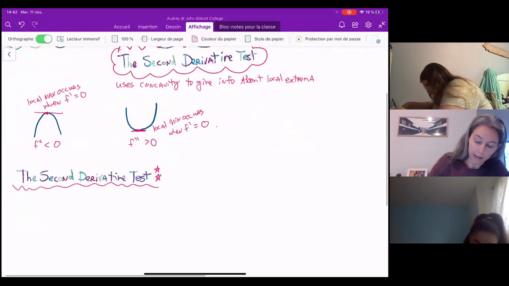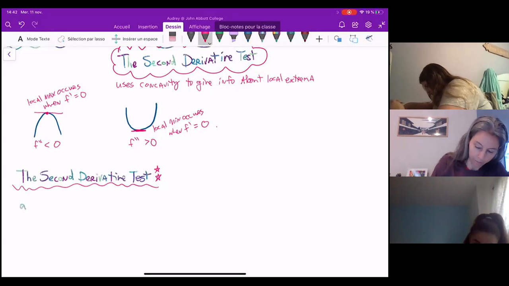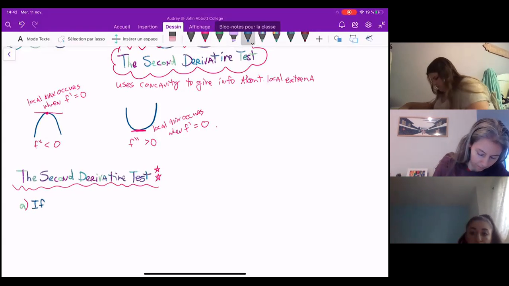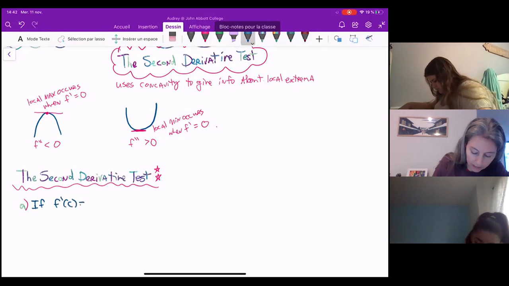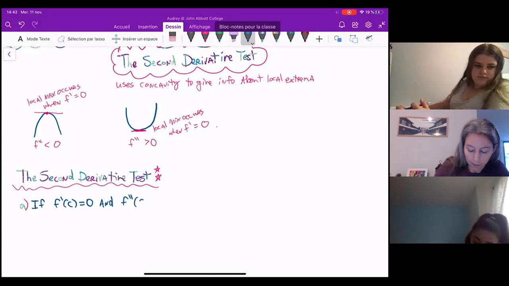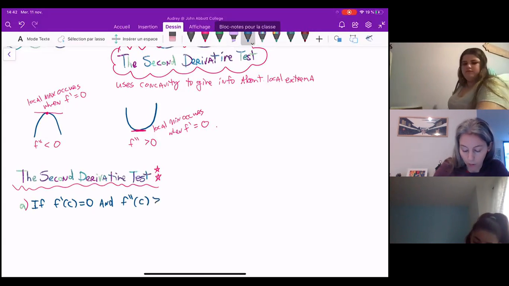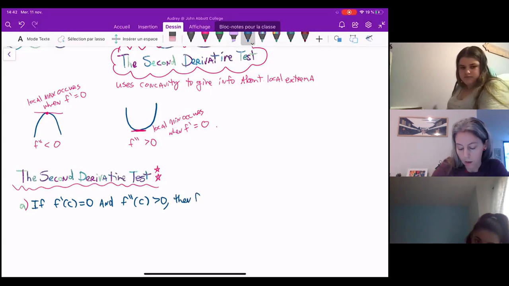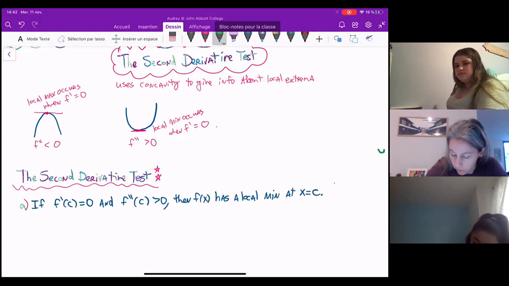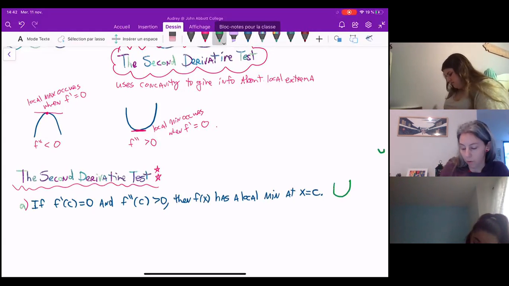So first it says that if f prime of c is equal to 0, so I have a critical value where f prime equals 0, and f double prime of that same c is greater than 0, then f of x has a local min at x equals c. And that's that second case where we said, hey, look, it's happy, therefore we have a min happening.